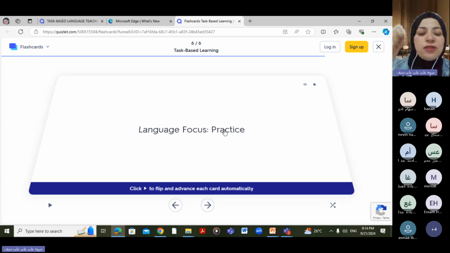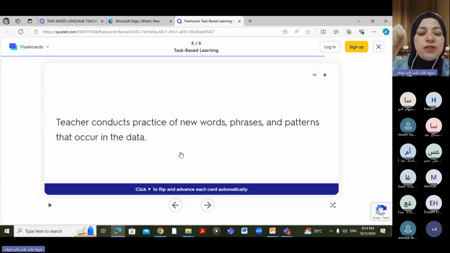So practice is teacher conducts practice of new words, phrases, and patterns that occur in the data. So while the students have presented to class and they did the task and they, for example, filled in the schedule or prepared or planned for the train trip or prepared for the party, it's a surprise party or a birthday party that they have planned for and presented for class, there has been like areas being tackled or used. So we will give more focus on this, getting the students to practice them.